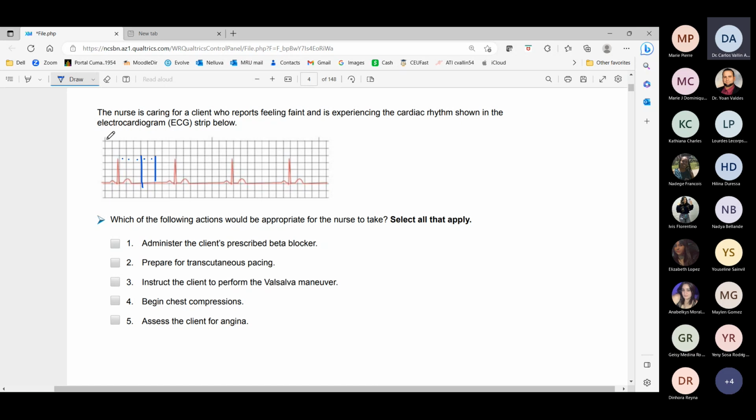But in this case, because you have these marks that are seen here, which usually are not present on the NCLEX since they need to use graphics that don't necessarily have those marks, you can calculate that the heart rate is 40 per minute. A heart rate of 40 per minute can explain why the client is faint.